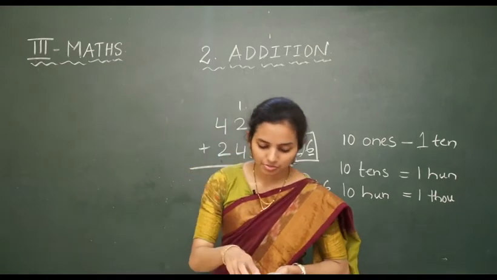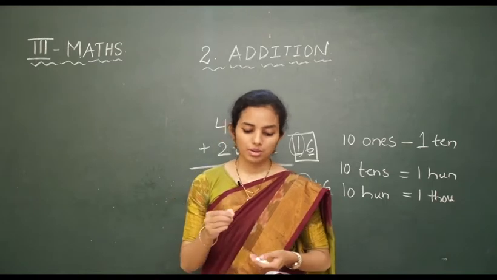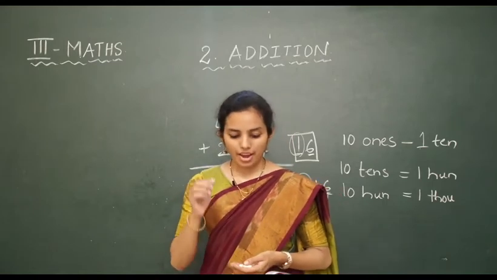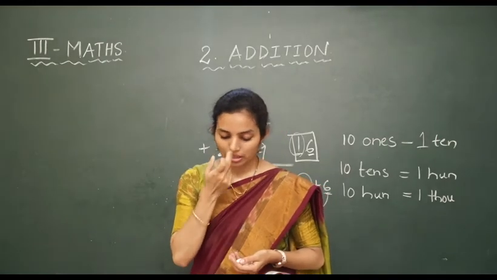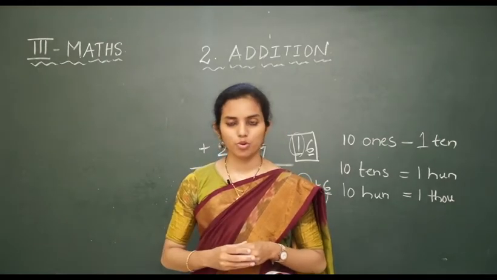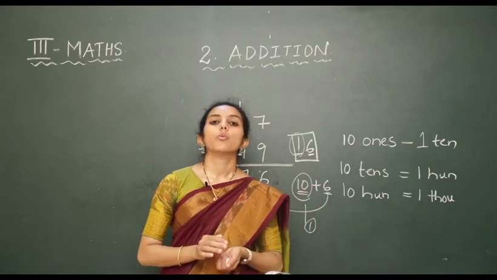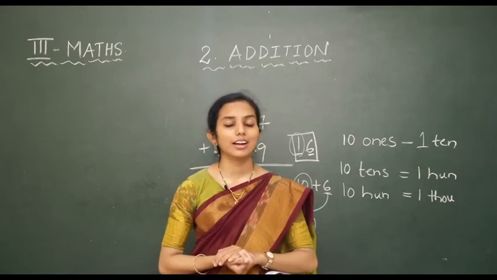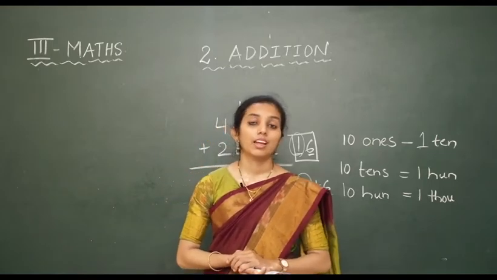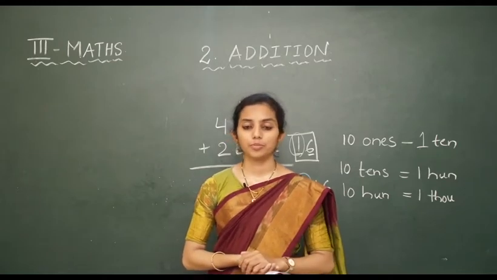Now, we have a word problem here. A stationer had 249 books. He bought 346 more. How many books does he have now? So, while doing word problems, the most important thing is understanding the question and observing the numbers. What is asked in the question?